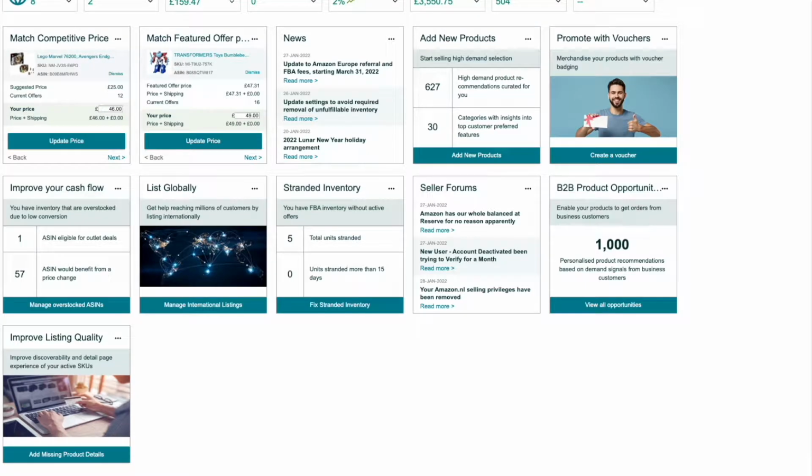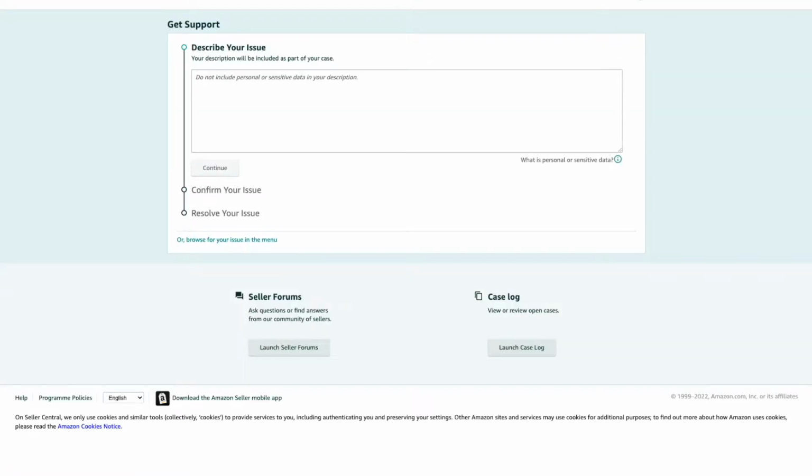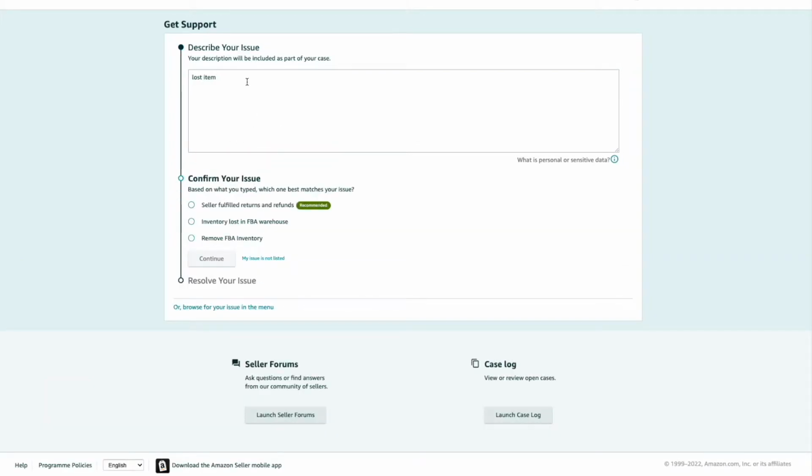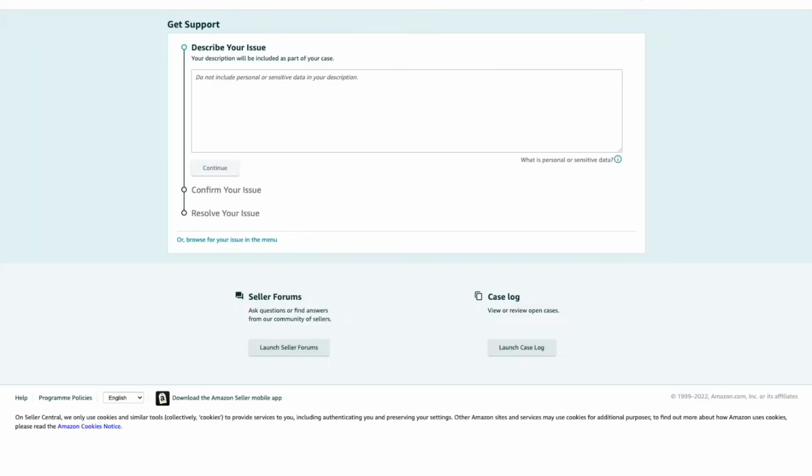Going back, on the top right you've got a question mark. This is where you launch any case that you need. Sometimes there is an issue with Amazon and you need to open a case, and you literally start typing your issue, say lost parcel or lost item, continue, and it will give you different options to complete that. That's the question mark on the top right.